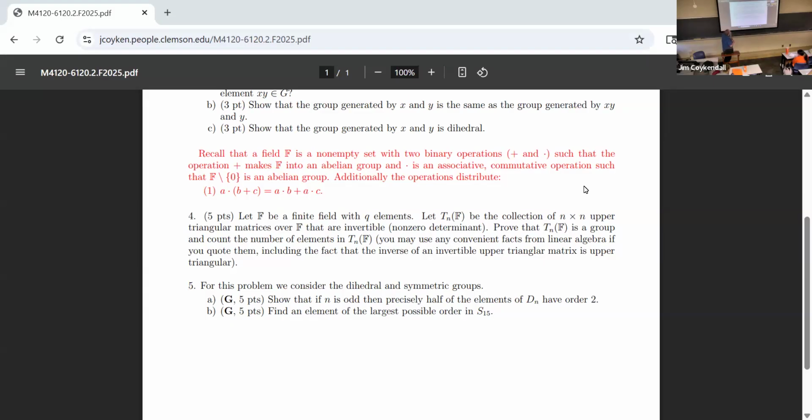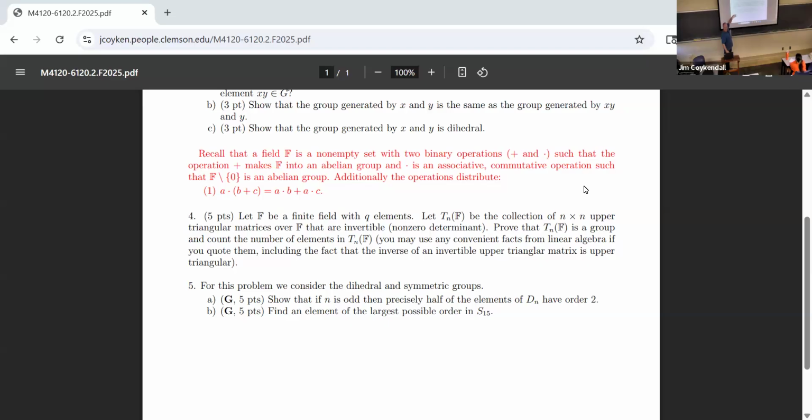Number 4, suppose F is a finite field with q elements. These things exist, but whether or not they exist doesn't matter to the problem, we solve it anyway. Let T_n(F) be the collection of n by n upper triangular matrices over F that are invertible, with non-zero determinant. Prove that T_n(F) is a group and count the number of elements in T_n(F). You may use anything from linear algebra that you happen to remember, just quote me the theorem or tell me the result. You don't have to prove the theorem.